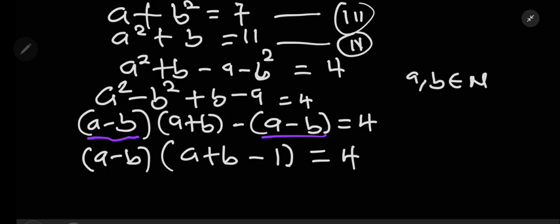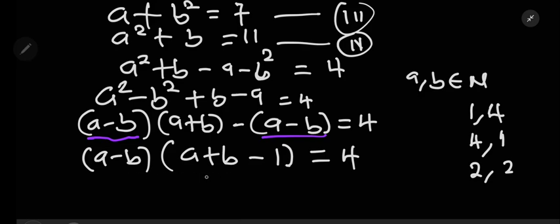So what we just need to do now is find the product of two numbers that will give us 4. Remember, a minus b and a plus b minus 1 must be natural numbers. So the only products of two numbers that will give us 4 are 1 times 4, 4 times 1, and 2 times 2. So these are the numbers that will give us 4.